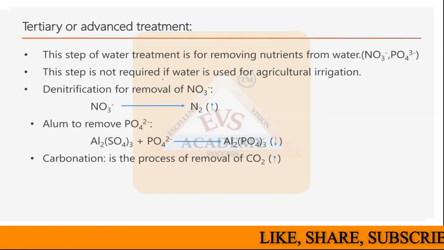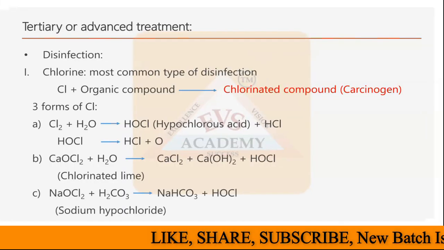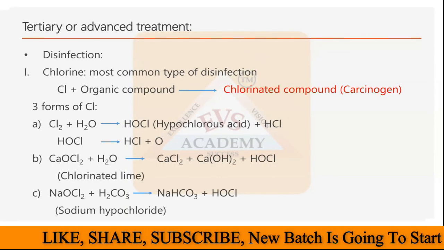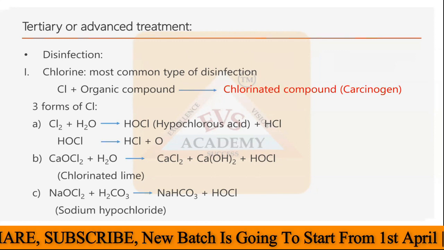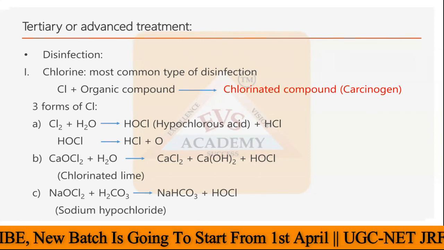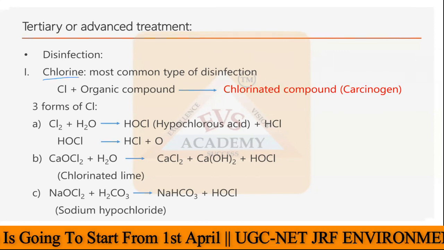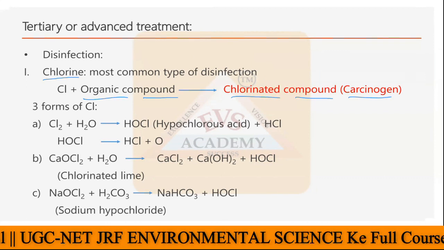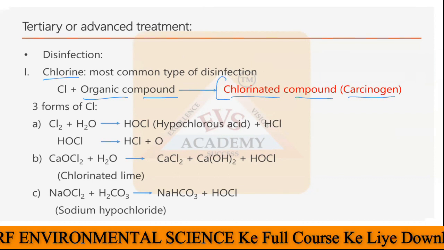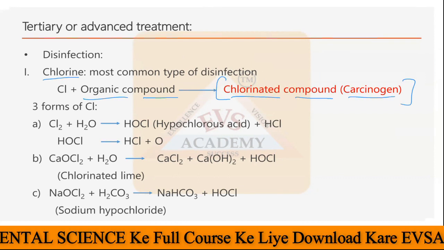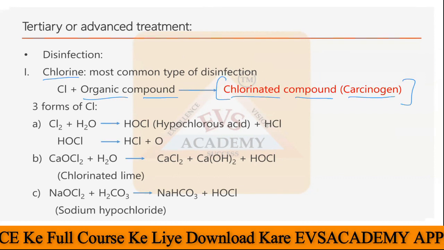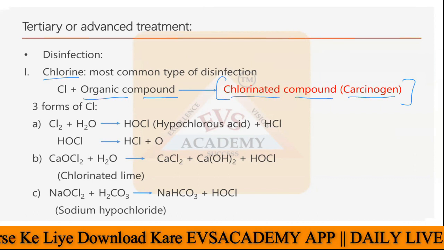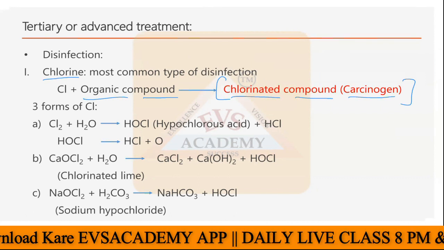More tertiary treatment is the disinfection type of treatment. Here the most common tertiary treatment material used is chlorine. This chlorine will react with the organic compounds and create chlorinated compounds, which are again carcinogens. So this is not good to use for drinking purposes. This is the most common type of disinfection you can see, although this is not good for health.